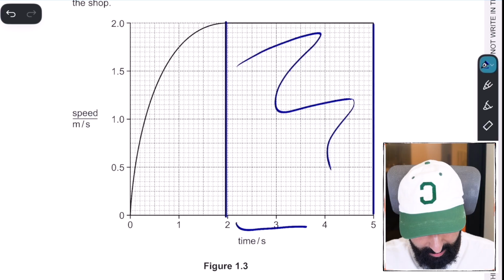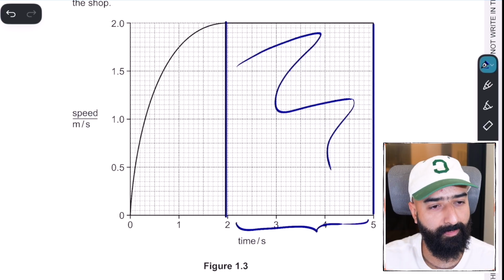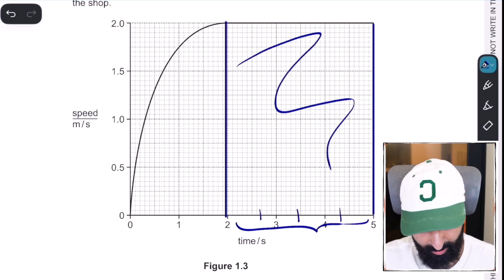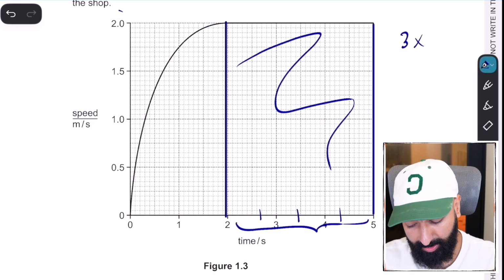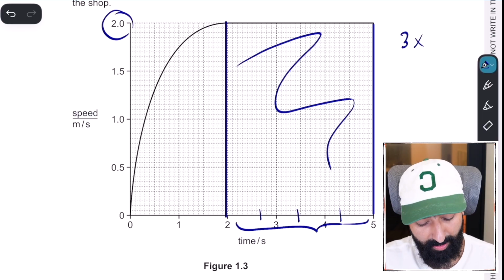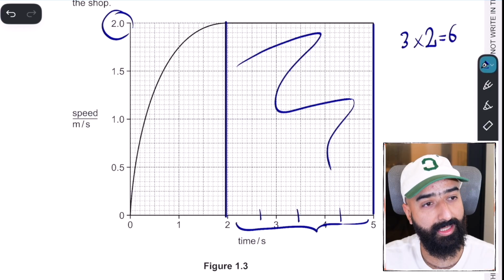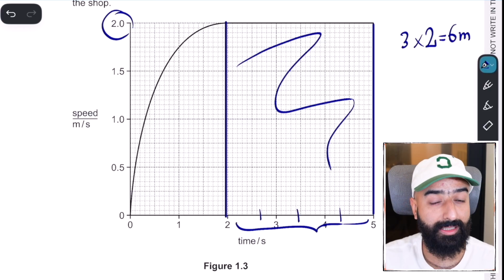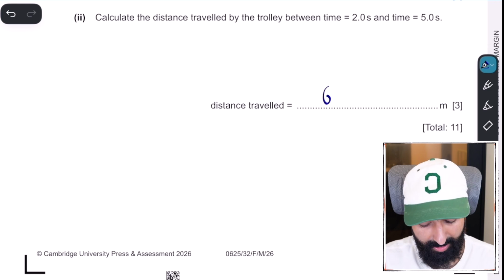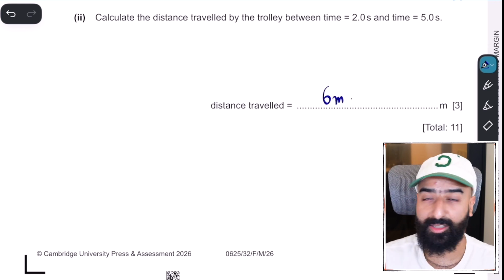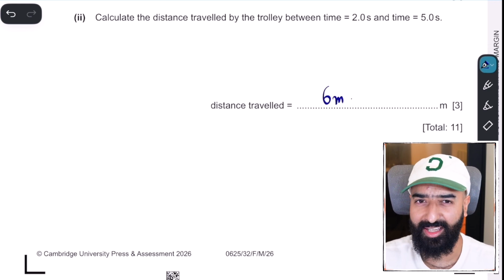The length is how much? How long is this section? It's 1, 2, 3. It's 3 seconds. So 3 times, what's the height? The height is 2. So 3 times 2 is 6 meters. 6 meters is the distance it has covered. Okay, 6 meters. Okay, that solves the first problem. That was easy. Let's move to the second one.